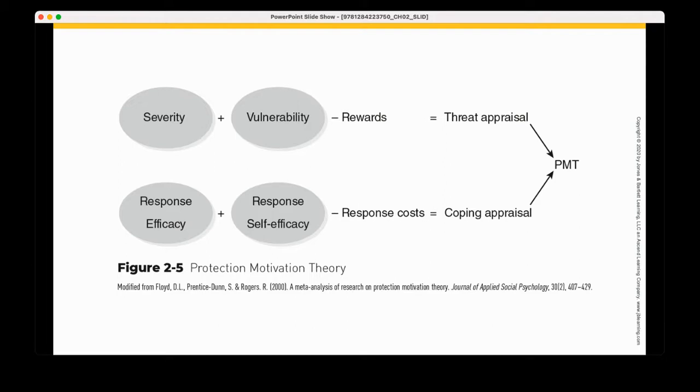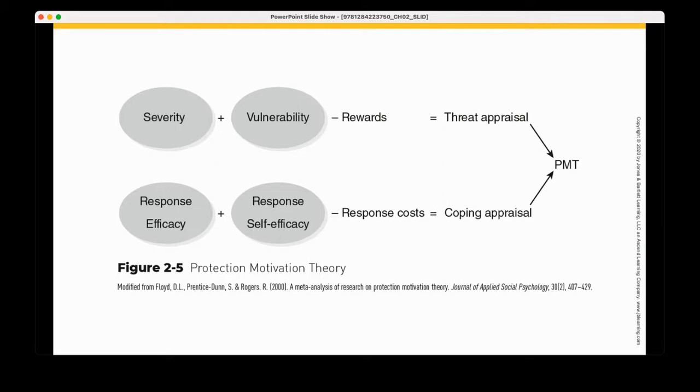You also have this other piece that's called the coping appraisal. This is an assessment of what is the act that you are being asked to do, what is your response? What is it that you are supposed to do? A protective or a new behavior. How effective do you think it is? That's response efficacy, meaning how well do you think that's going to take care of this threat? Clearly, the more efficacious you perceive something to be, the more likely you would be to do the behavior.